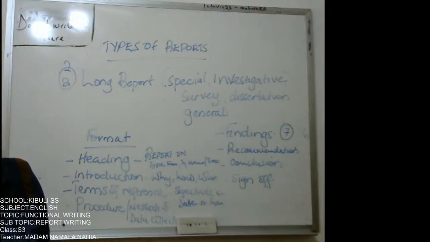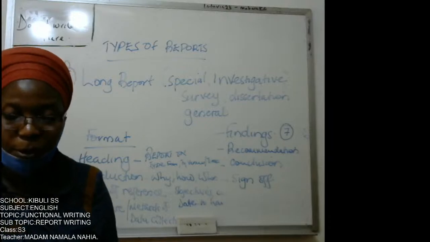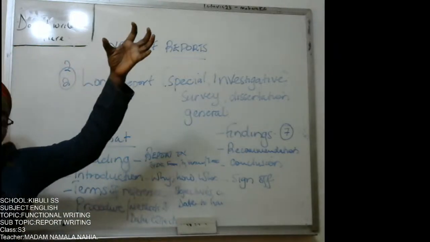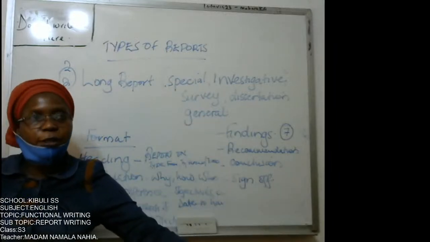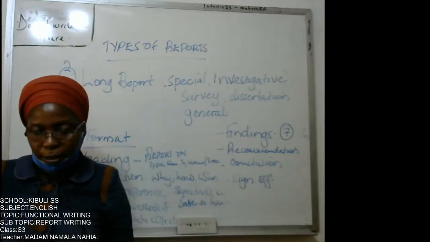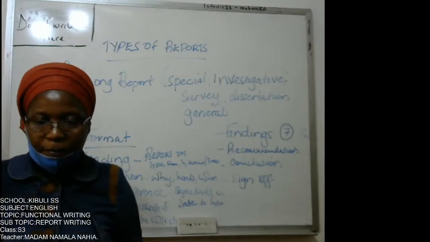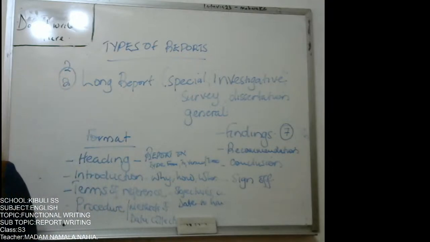And they go down to even reflect what are the names of the people and the different positions that they take on this committee. So when you write the terms of reference, you go ahead to give us the names of the people on that committee and their responsibility that was given to them, or the responsibility that they were carrying out. From there, we have procedure, methods of data collection.